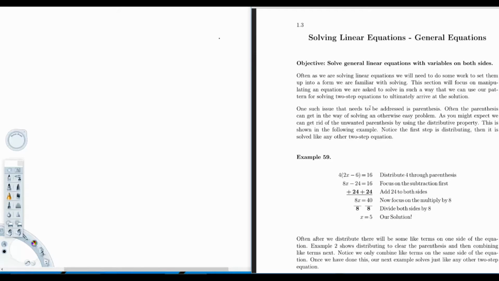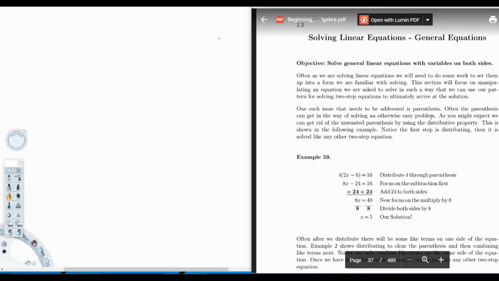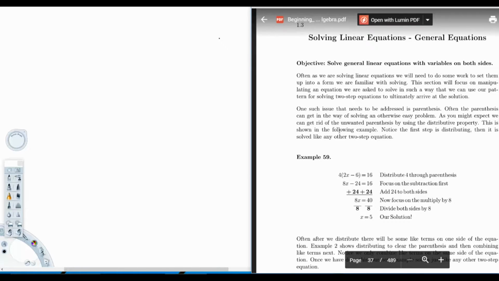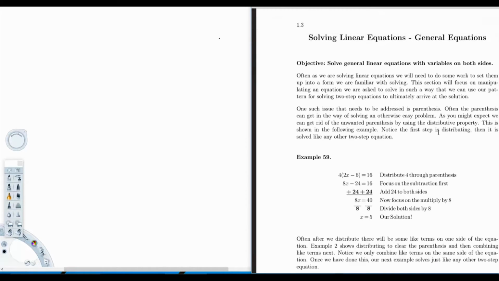One issue that needs to be addressed is parentheses. Often parentheses can get in the way of solving an otherwise easy problem. As you might expect, we can get rid of an unwanted parenthesis by using what's called the distributive property. That's a very big word, distributive property. I will talk about it later. This is shown in the following example. Notice the first step is distributing, then it is solved like any other two-step equation.